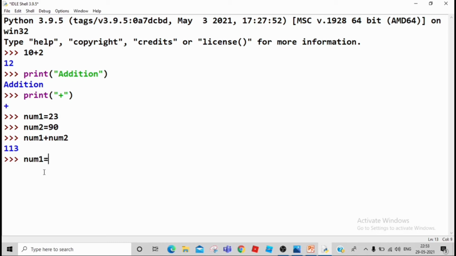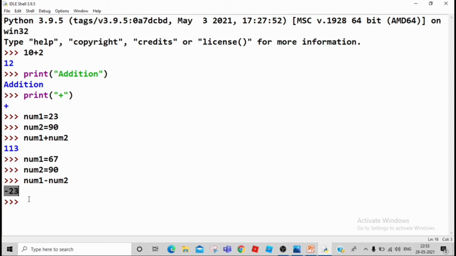Number 1, which is equal to 67, and number 2, which is equal to 90. And now I'm going to subtract both of them. Number 1 subtracted by number 2. Here we go. So minus 23 is our answer, and this is actually number 1. Number 2 remains number 2, but our number 1 has changed to minus 23.